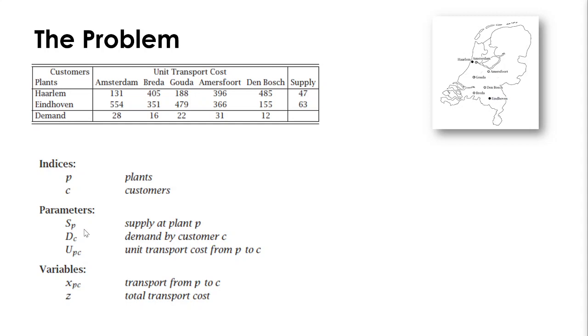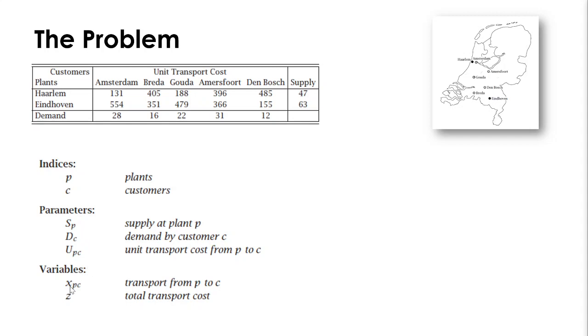And in addition to that, we have another parameter which allows us to compute the total cost, which is the unit transport cost from plant P to customer C. Again, this is something we cannot change. It's given to us, and we have to use it to compute the cost, but this is out of our scope in terms of changing it. So these are our three relevant parameters for this program.